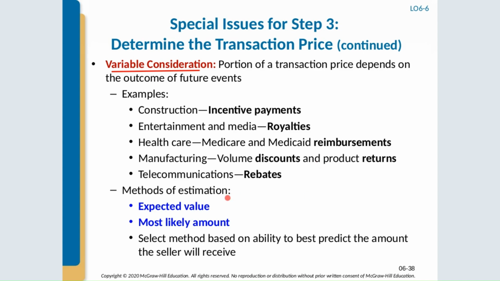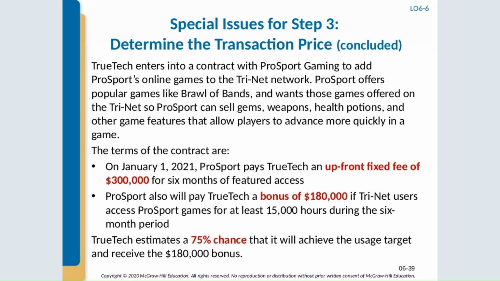So we have two methods to calculate these variable considerations. One is the expected value method. The other one is the most likely amount. Okay, so we have an example here.